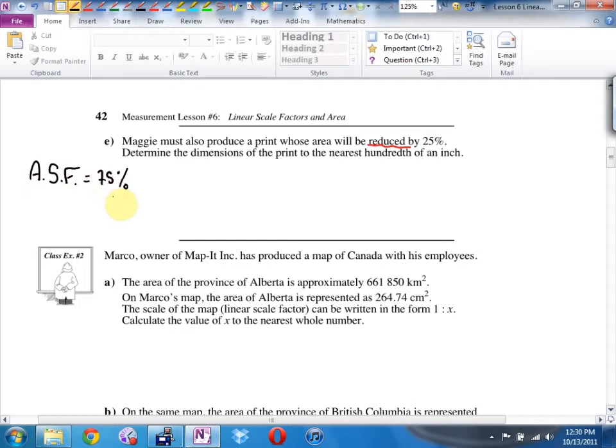What's our linear scale factor? If we know the area scale factor, how do we go backwards? And this one won't work out evenly, by the way. How do we go backwards? What do we do? Square root. The linear scale factor is going to be the square root of 0.75, or the square root of 75%. And since they want it to the nearest hundredth of an inch, give it to me to three decimal places. We'll carry an extra decimal place just to be safe. What do you get when you go square root of 0.75?